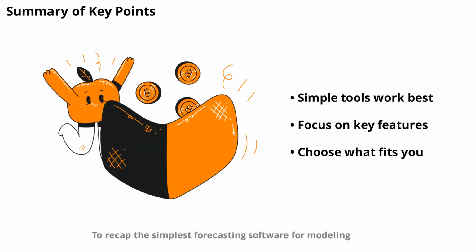To recap, the simplest forecasting software for modeling financial scenarios includes tools like Excel, Google Sheets, and dedicated apps such as Float and LivePlan. Key features to look for are ease of use, automation, visualization, and collaboration. Start with your needs and budget, and choose a tool that fits your workflow. Remember, the best tool is the one that helps you make better financial decisions with confidence.